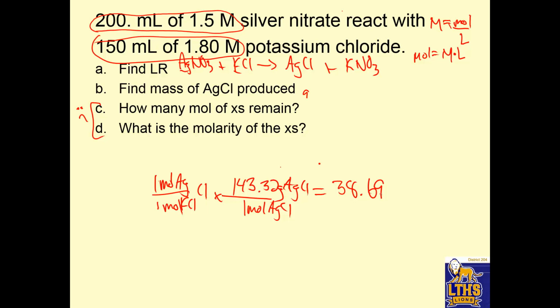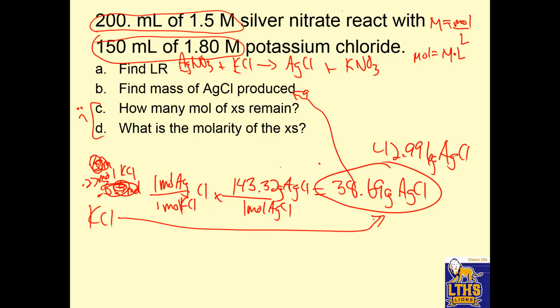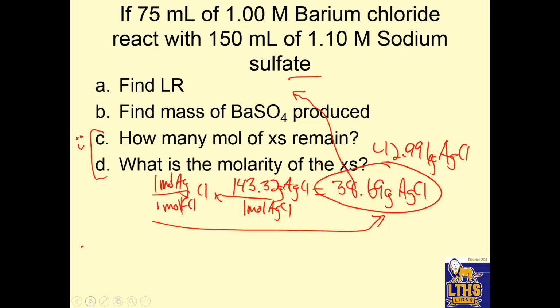Now, the other answer was 42, right? So these are both grams of AgCl. The smaller one is this one, so find the one that makes the least amount. The mass of AgCl actually produced is 38.69 grams, and that came from KCl. So that is my limiting reactant. Okay, we're going to skip C and D because my computer's acting like a weirdo. Oh, look at those answers. Isn't that clever?